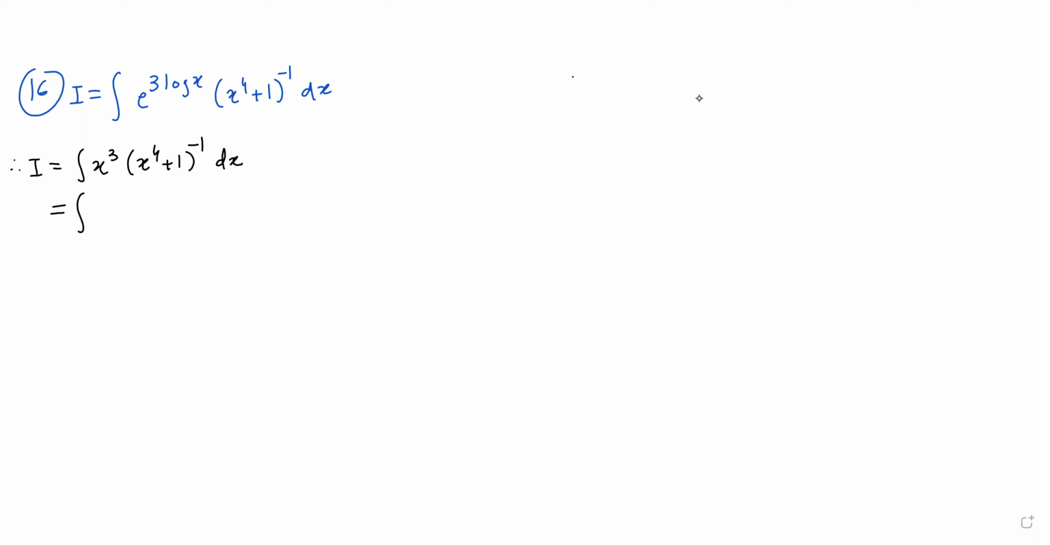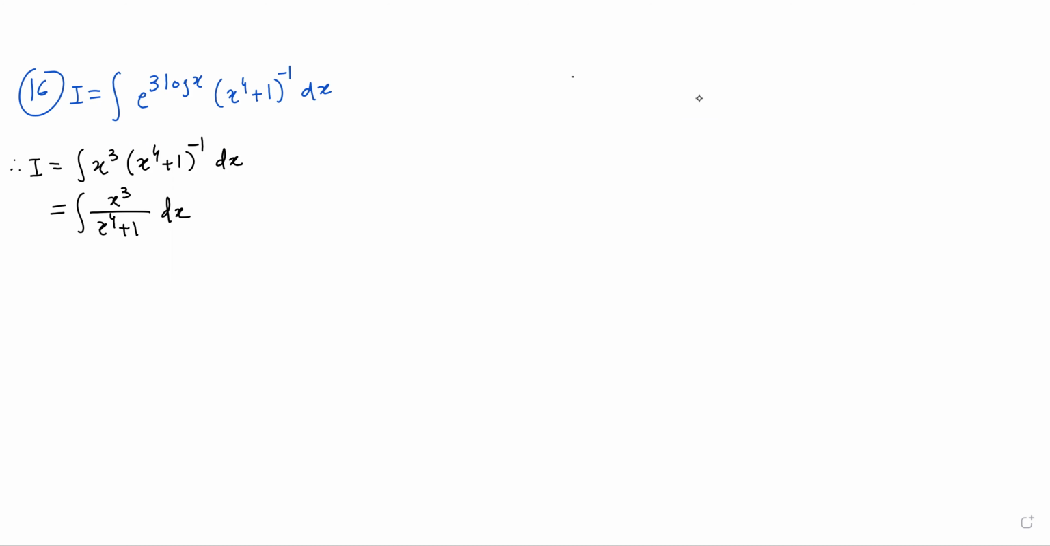I is equal to the integral of x cube, again the power is raised to minus 1. So it becomes x cube upon x raised to 4 plus 1 dx. Now, there are two methods. First, the standard method, which is the substitution method. Consider x raised to 4 plus 1.